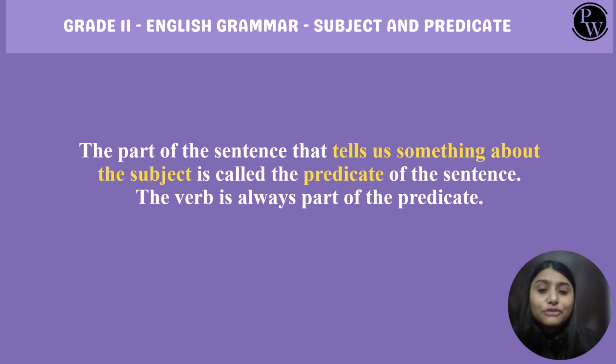So the part of the sentence that tells us something about the subject is called the predicate of the sentence. The predicate might tell us what the subject does or who the subject is. The verb is always a part of the predicate. Remember this. My father cooks delicious food. So here cooks delicious food tells us about the subject, which is my father. So cooks delicious food is the predicate. It becomes the predicate.